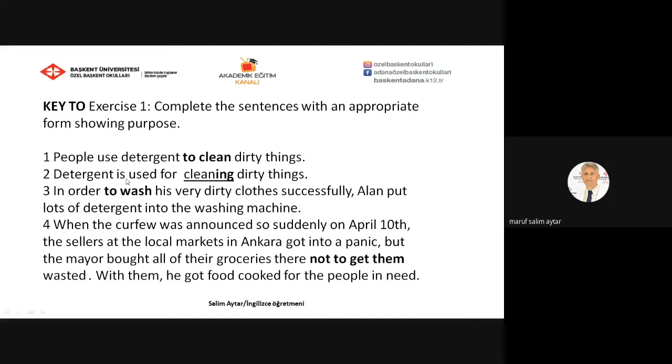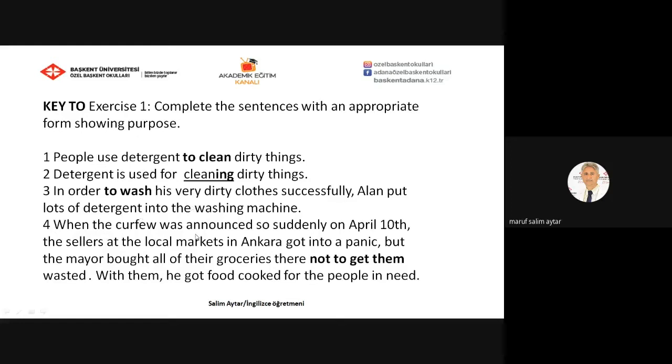In order to wash, in order to plus infinitive. In order to wash his dirty clothes successfully, Alan put lots of detergent into the washing machine. I hope nothing bad happened, because normally you're not supposed to put a lot of detergent into a washing machine.